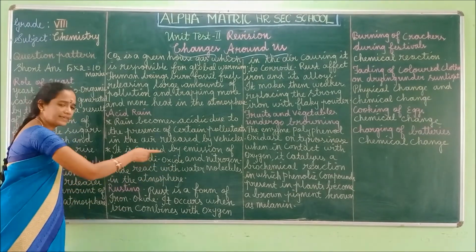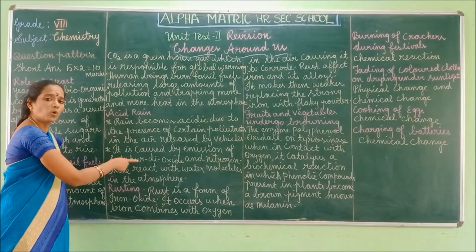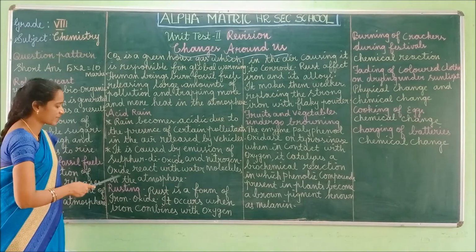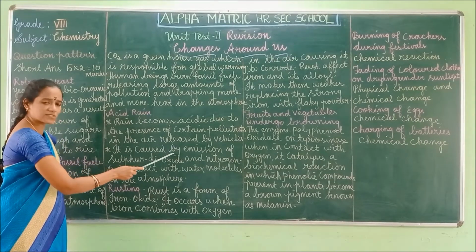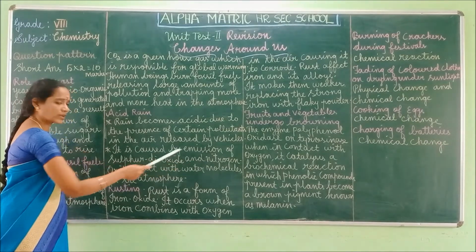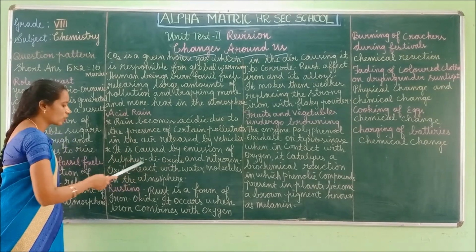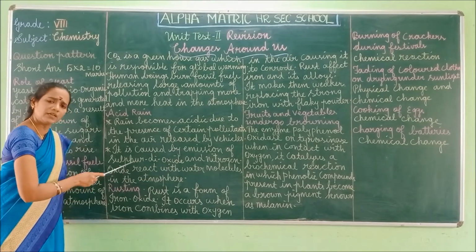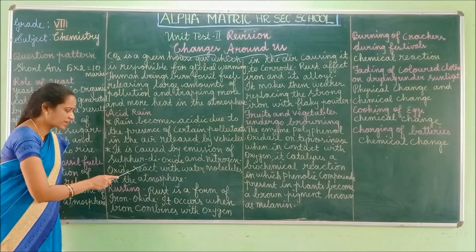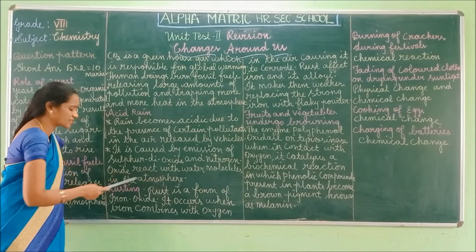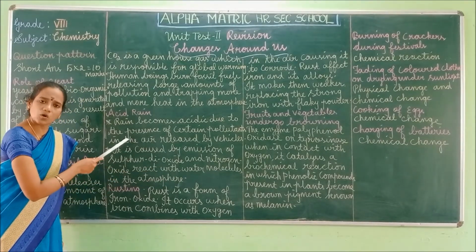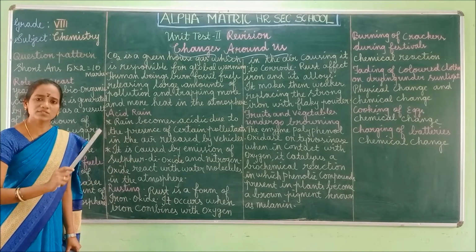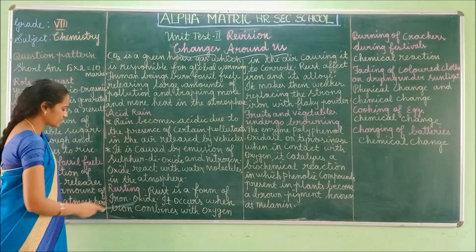You have to highlight these two gases. Okay, what is that? One is sulfur dioxide and another one is nitrogen oxide. Acid rain is caused by emission, emission is nothing but releasing, of sulfur dioxide and nitrogen oxide. These two gases react with the water molecules in the atmosphere and cause acid rain. So these two gases, you just underline it, highlight these two gases.